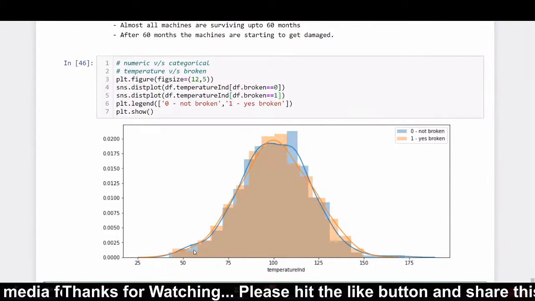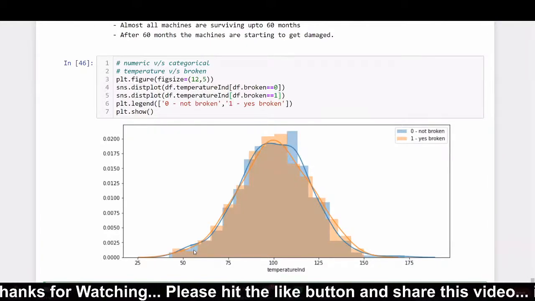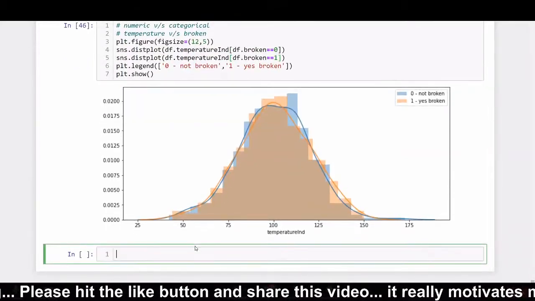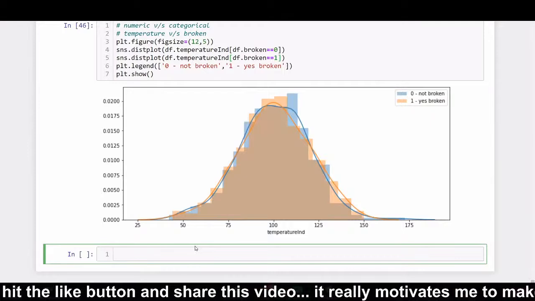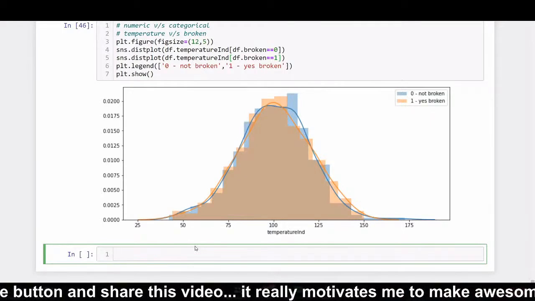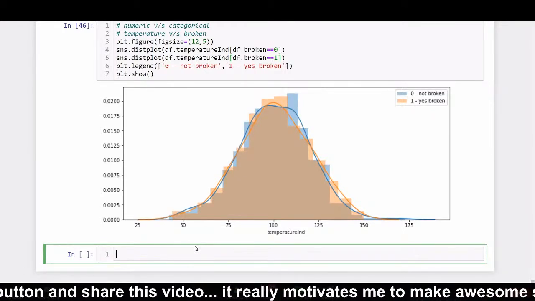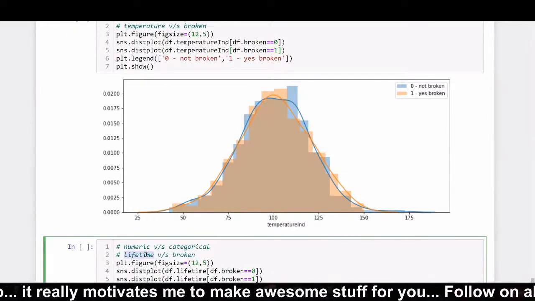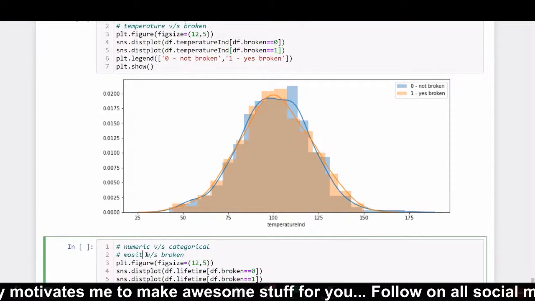So the number of machines which are damaged or not damaged at each value of temperature is equal. So it is not an impacting factor. I hope you're good. If you have any question, feel free to put that as well. Okay, so here we go. Let's compare this now with, instead of temperature, possibly moisture.